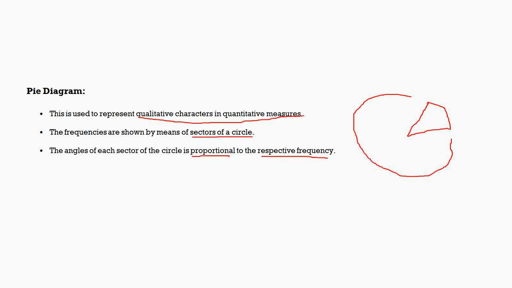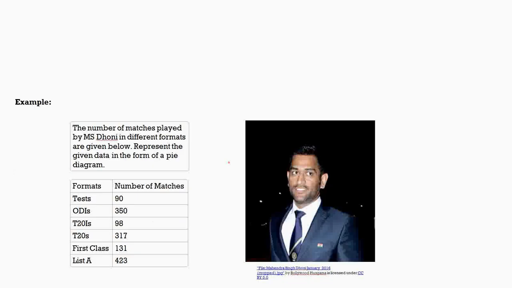So let us see an example. Here, since Dhoni is trending, we have also picked up Dhoni's matches. We are going to draw a pie diagram representing the number of matches played by MS Dhoni in different formats. All these formats are given below: tests, ODIs, T20 internationals, T20s, first classes, list A's. These are the number of matches that Dhoni has played.